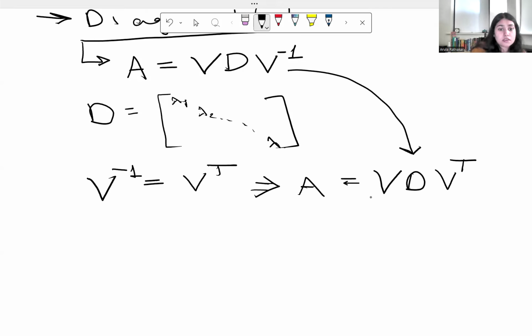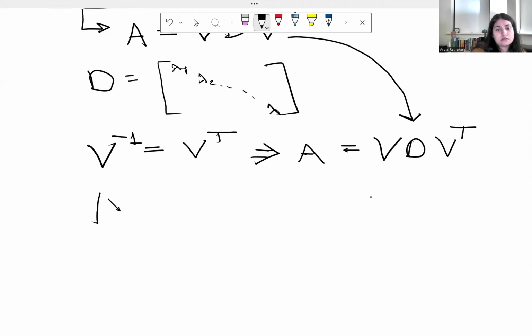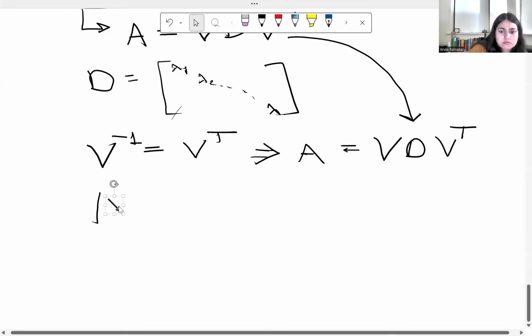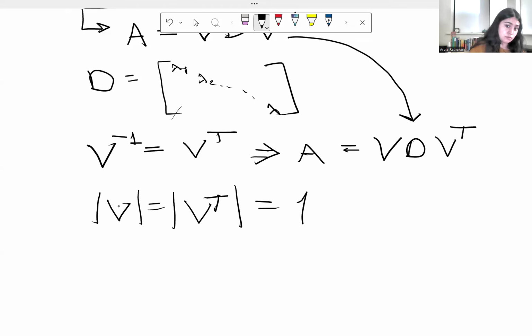Another property that we get from A being all these things is that the determinant of V equals the determinant of V transpose, and that is going to be 1. It's unitary.